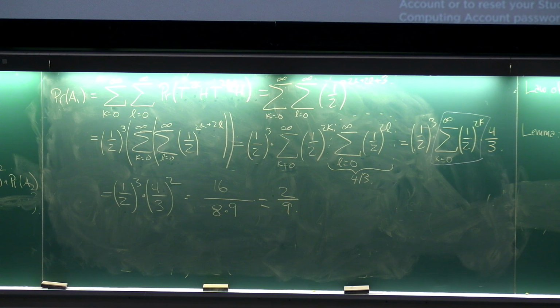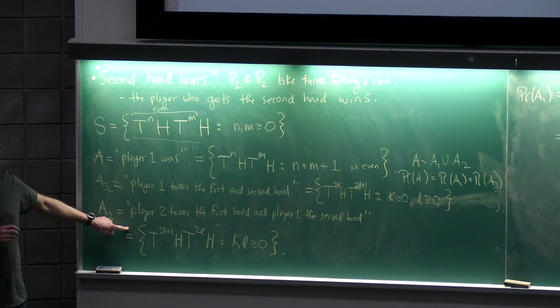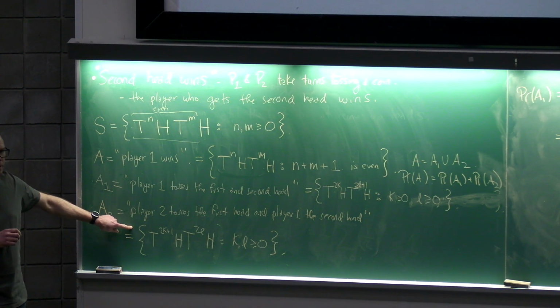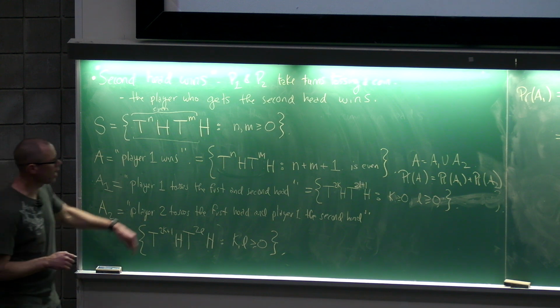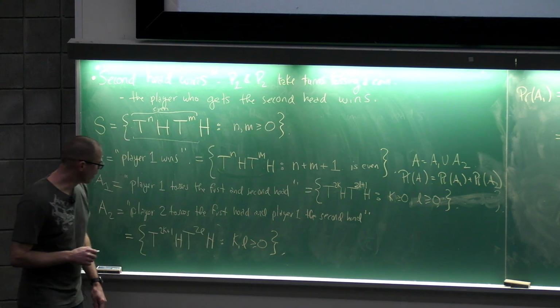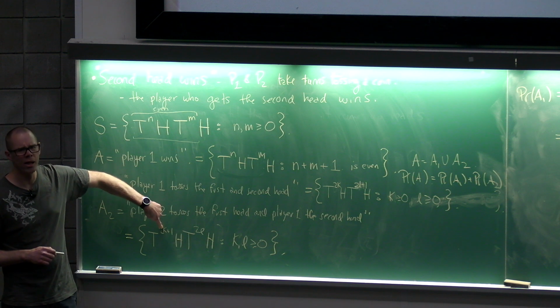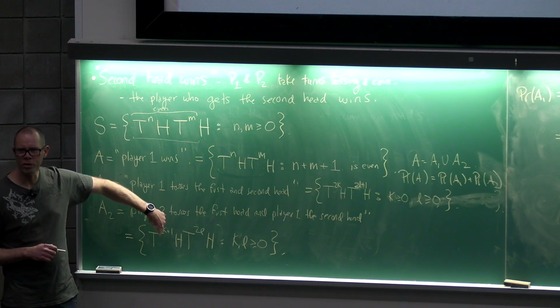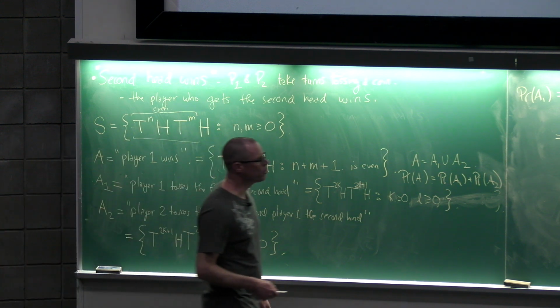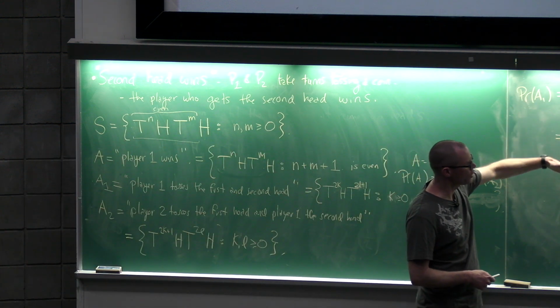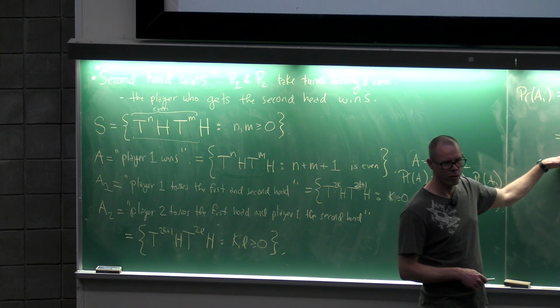What do you think is going to happen if we compute the probability of A2? Probably the same. Yeah. So it's going to work out the same. It's also going to be 2/9. I think you can almost see it. Right here we have 2k and 2l plus 1. Over here we're going to have 2k plus 1 and 2l. But, I mean, multiplication distributes over addition. So we do almost the same calculation and get the same answer, 2/9.